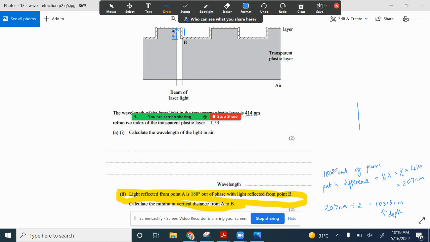Okay, so when it says 180 degrees out of phase, that means that the path difference, we know that we don't even need to look at the question itself. We know 180 degrees is half wavelength path difference. So when we work that out, that's the path difference between A and B is 207 nanometers. Now, A has traveled this distance and this distance in addition to B. So if 207 nanometers is that distance, therefore that would be half to find the depth of 103.5 nanometers.